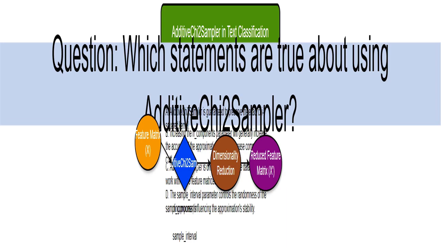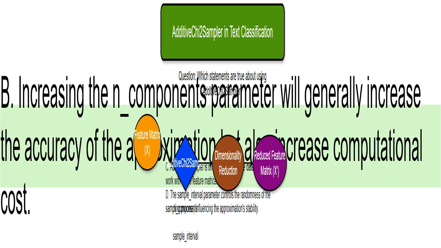This is a multiple-choice question testing understanding of AdditiveChi2Sampler in Sklearn. I need to evaluate each statement about it using my knowledge about this algorithm. Increasing the number of components, nComponents, in AdditiveChi2Sampler will give me a more accurate approximation of the chi-squared kernel. But I'll have to pay a price in terms of calculation time. It's like trying to draw a more detailed picture. More detail is better, but it will also take longer to draw.